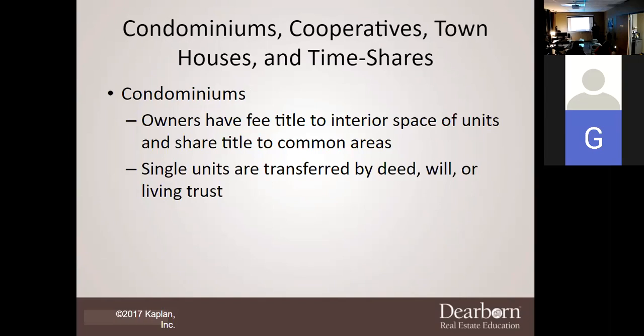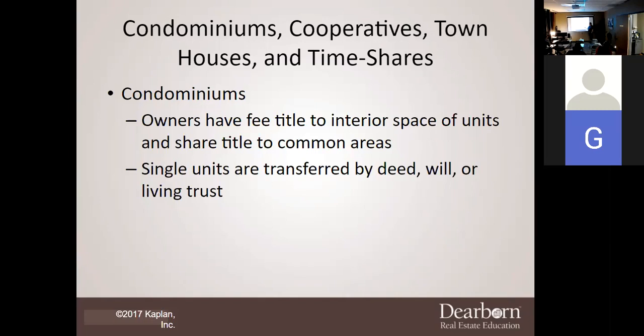So, in this room that I'm in right now, I can own this room if I'm in a condominium, but I do not own the building. I do not own the common area. I own an interest in the common area, but I only own what I'm in physically. Single units are going to be transferred by deed, will, or living trust.